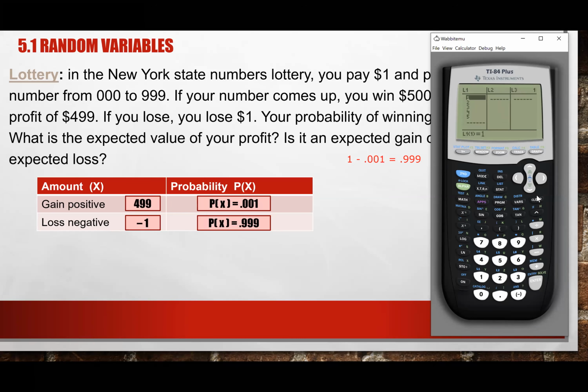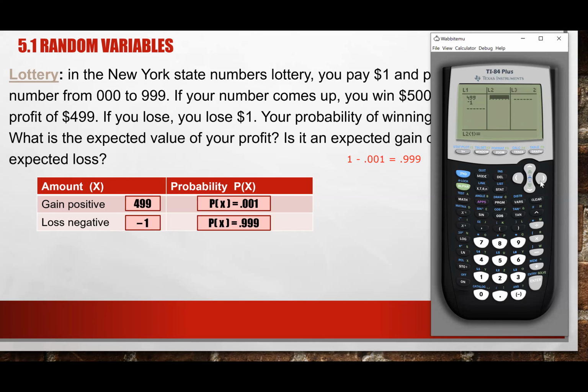To clear your L1 and L2, you select L1, you click clear, and you clear them out. So again, once we have this, your goal is to construct your probability distribution. In this case, reminder, if you're using the negative, make sure that you're using the negative symbol down here. This is your negative symbol. Do not use the minus, okay? So negative 1, that's what we have.